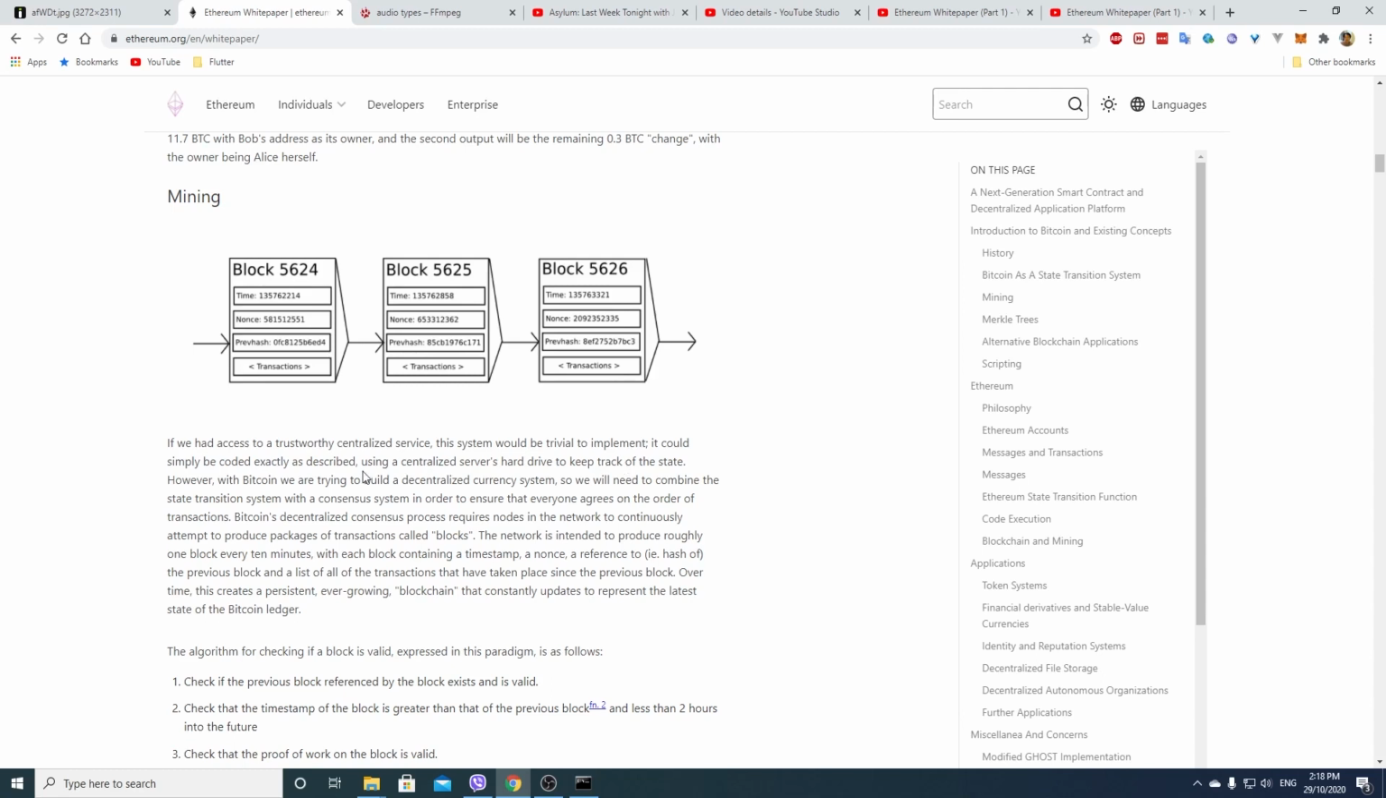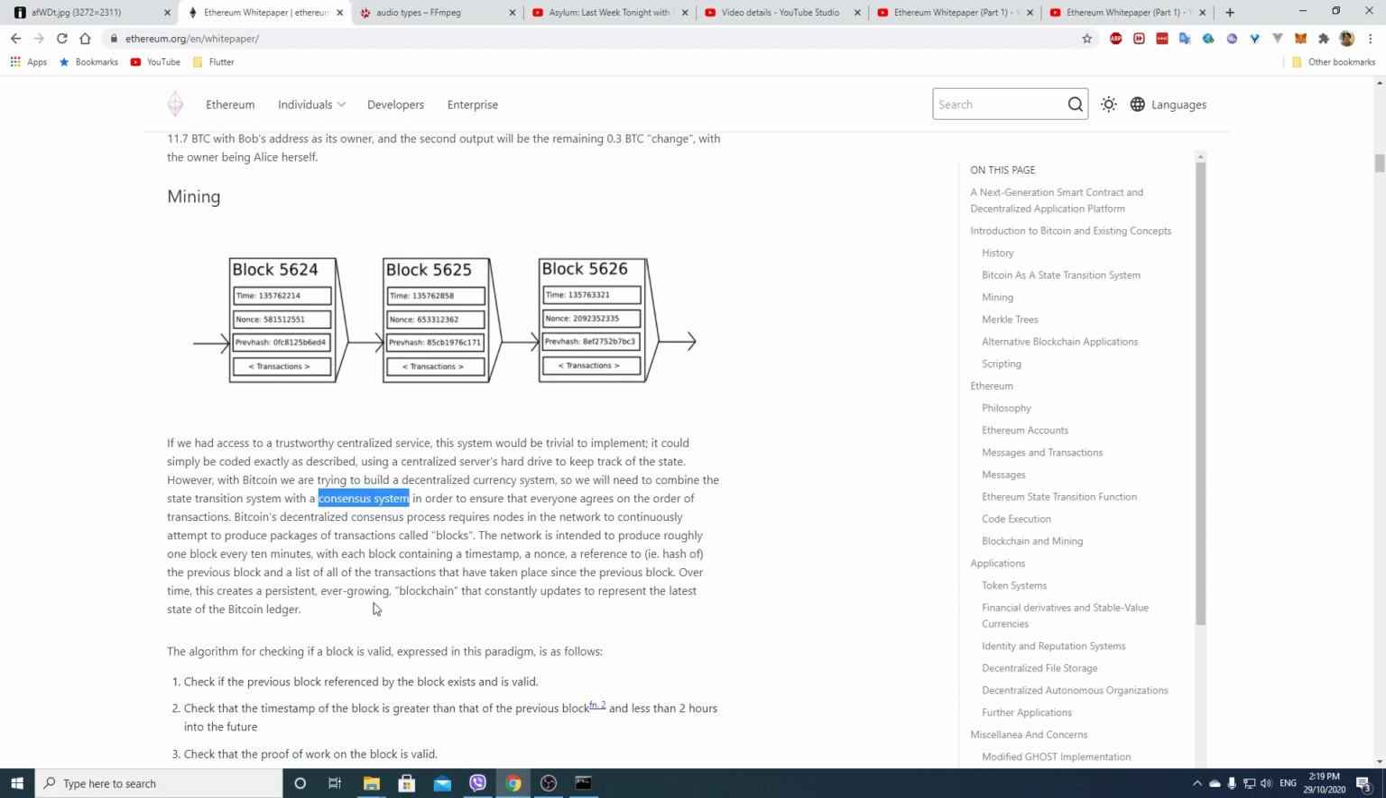So he's saying here that if you have a centralized service, that service can create the coins and keep track of who has them. However, with Bitcoin, we are trying to build a decentralized currency system. So we will need to combine the state transition system with a consensus system in order to ensure that everyone agrees on the order of transactions. Okay, so the key point here is a consensus system.